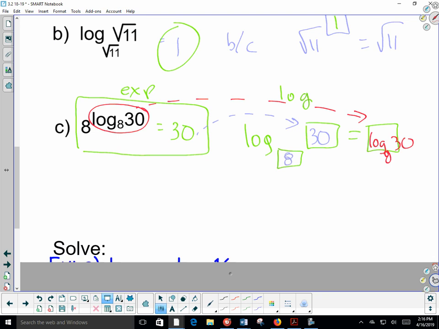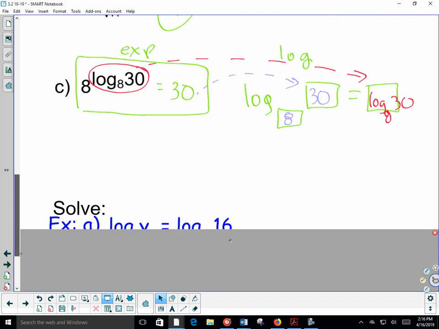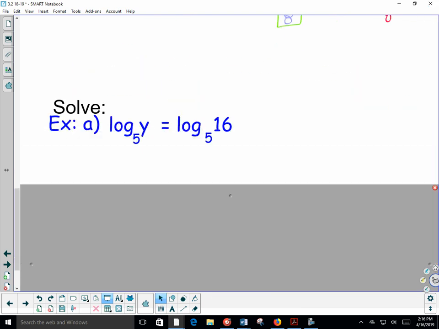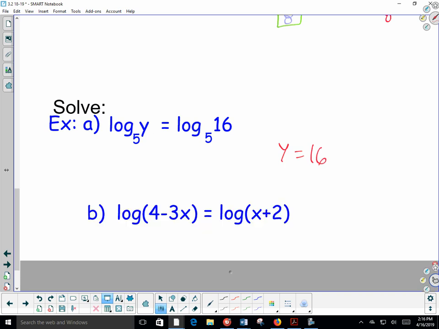All right, and how about this one? Log to the base 5 of y equals log to the base 5 of 16. Kate, how do we solve that? Is that x equals y or like 16 equals y? Yeah, so y is just going to turn out to be 16. Everybody agree? All right, and you get the idea here.